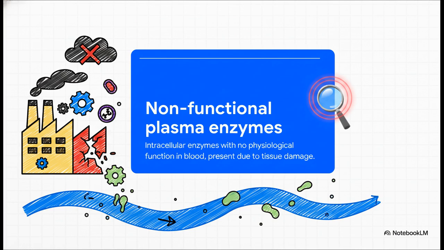These are what we call non-functional plasma enzymes. You see, they have absolutely no job to do in the blood itself. They are only there because of normal cellular wear and tear, or in our case, pathological tissue damage. By measuring their sudden rise in the blood, we can figure out exactly which factory is failing.